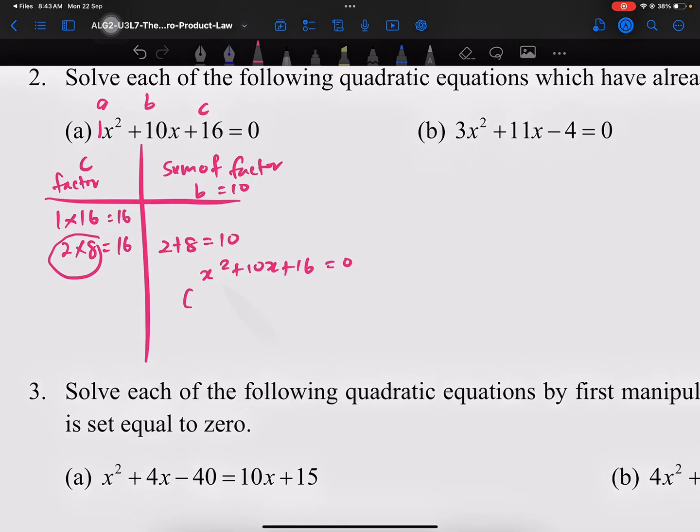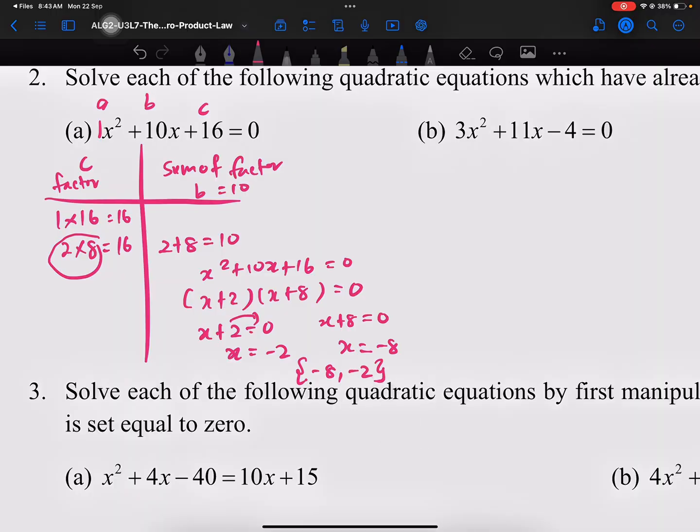We have x plus 2, x plus 8 equals 0. And then we split the bracket. x plus 2 equals 0, x is negative 2. Jump to the other house, becomes minus 2. x plus 8 equals 0, x is negative 8. And then for now, we are arranging smallest negative 8, largest negative 2. This is our final answer.